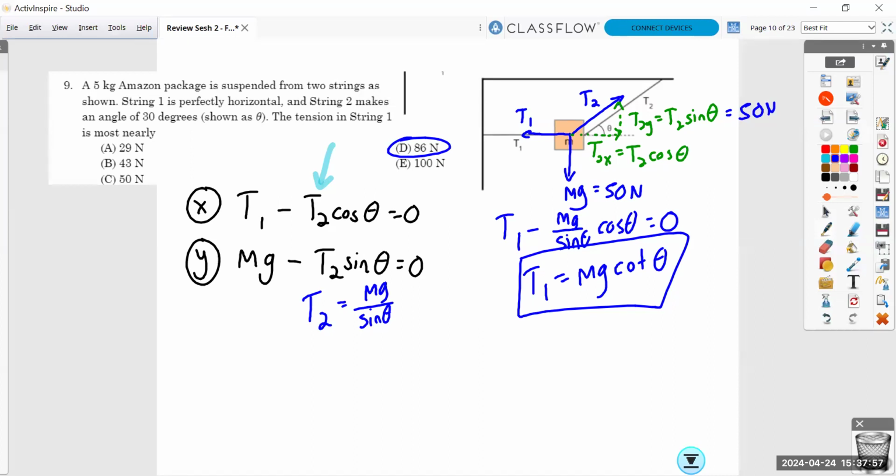What is g? A little different than gravity elsewhere.